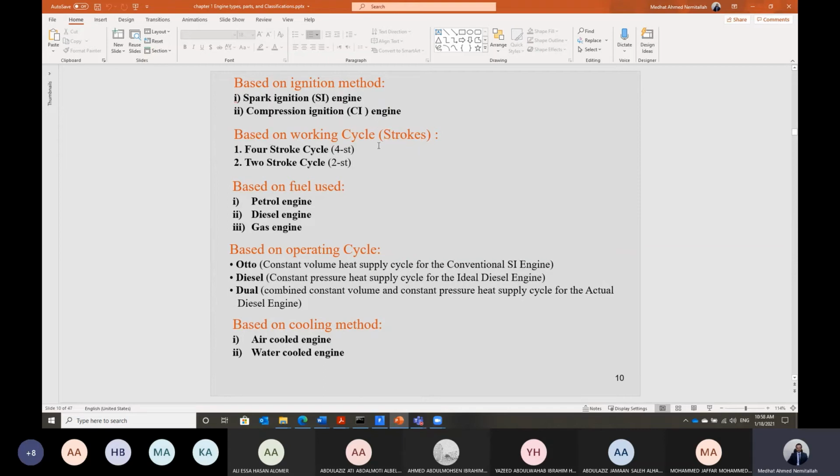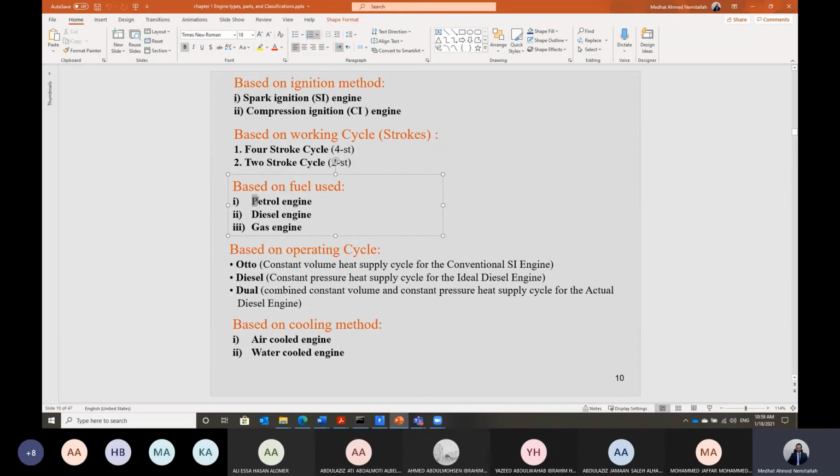Also, we can classify the engine based on the stroke. As I told you, any engine should be working on a cycle. If the cycle is completed in 4 strokes, we call it a 4-stroke engine. Or if the cycle is completed in 2 strokes of the piston, we call it a 2-stroke engine. Inshallah, we'll look at this classification and the difference between 4-stroke and 2-stroke engines by the end of this chapter. Also, we can classify the internal combustion engine based on the fuel type.